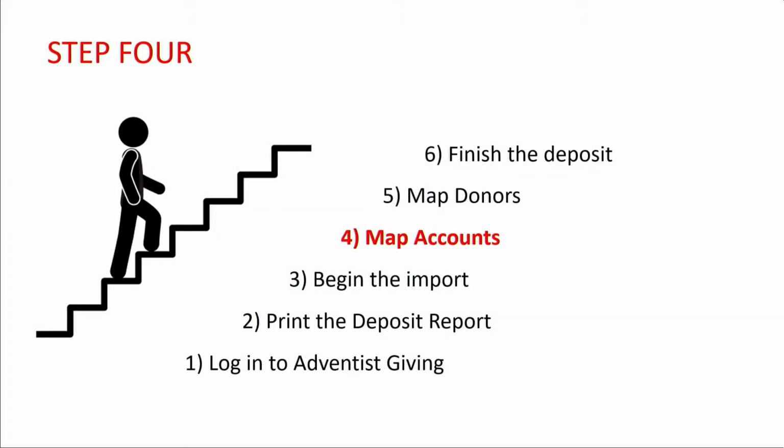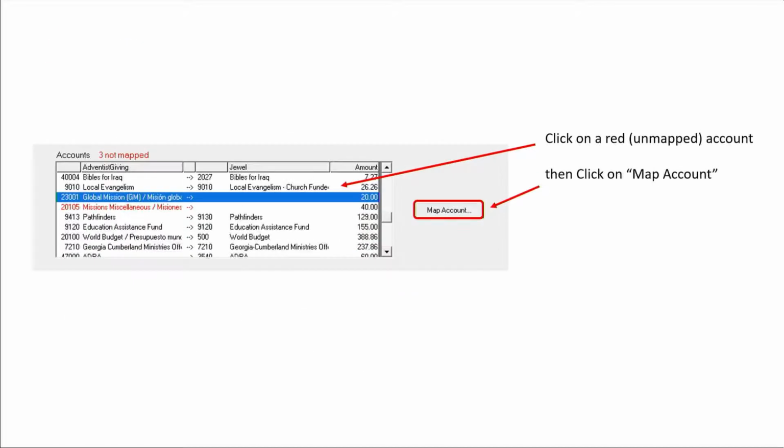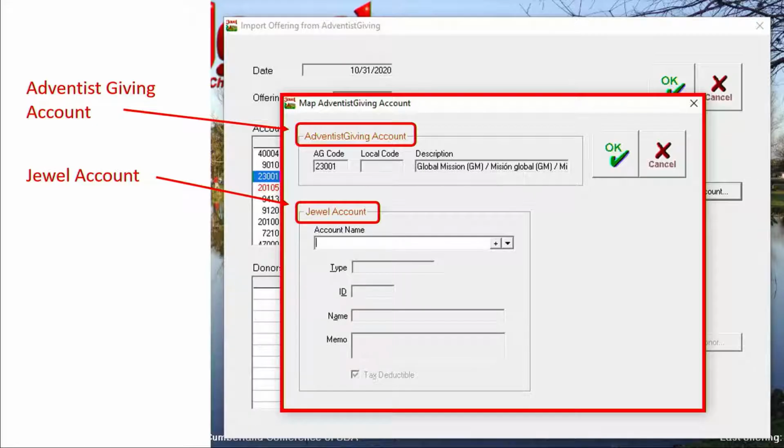It's time to map some accounts. Click on a red-lettered account, which will turn it blue, then select the Map Account button just to the right of it. The new box that appears on your screen will look like this one.